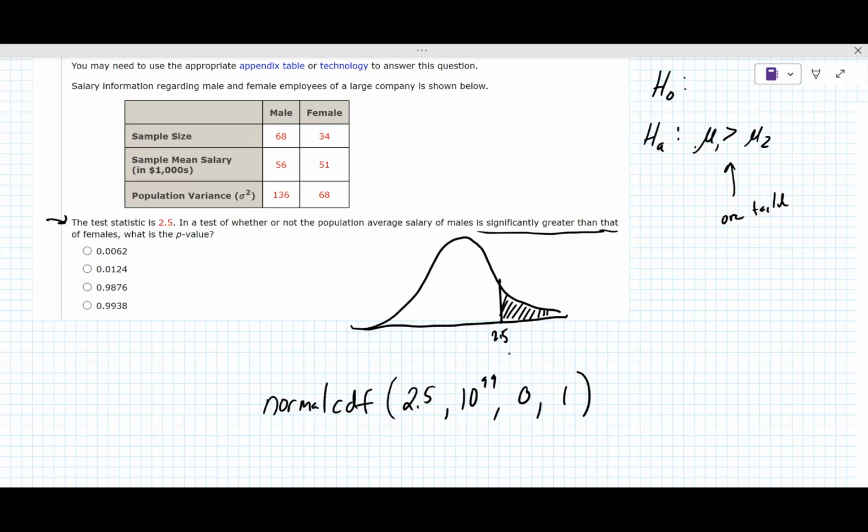0.00062. The first one. Okay. Yep, that's right.